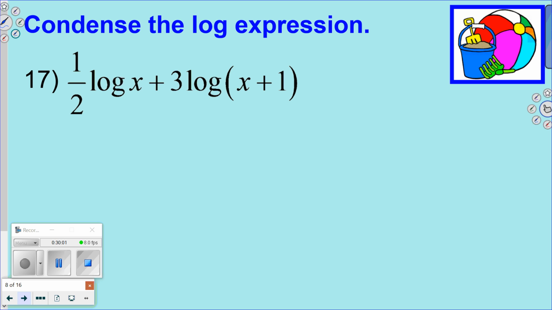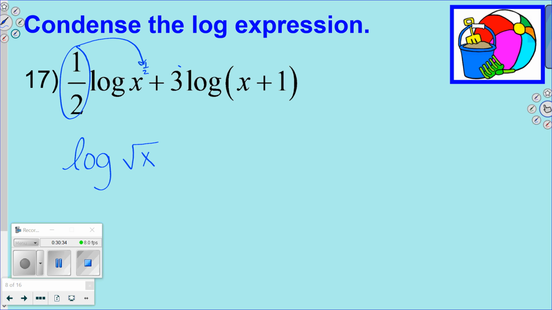So if I'm condensing, how many times will I write the word log? Once. I'm condensing that back down to one. So I know I'm going to have log, so I'll write it once. And now I just have to figure out what to do with my numbers. So the half in front goes where? It goes on this x as an exponent. That's to the half. Well, what's the half mean? That's the square root of x.